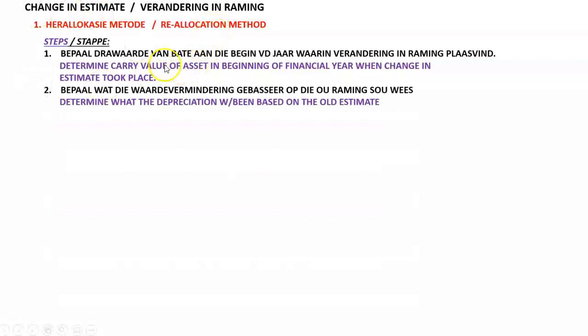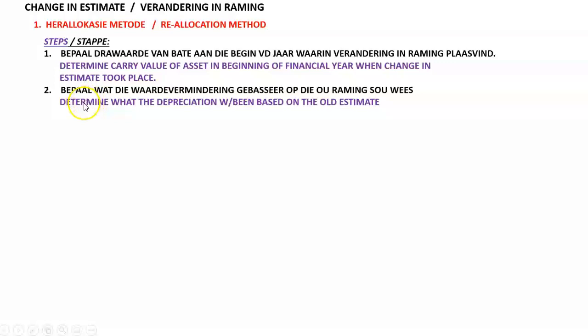Step 2. Now, whenever I do a change in estimate, I'm going to have 3 columns. Old, which represents the old way of providing for depreciation. New, which represents the new way of providing for depreciation. And the third column is difference. Now, you will see that we are going to do certain things with the differences.